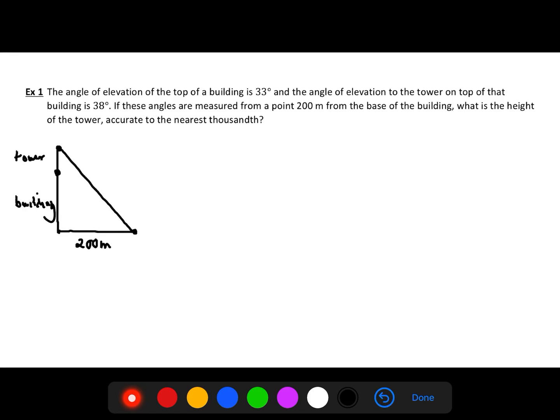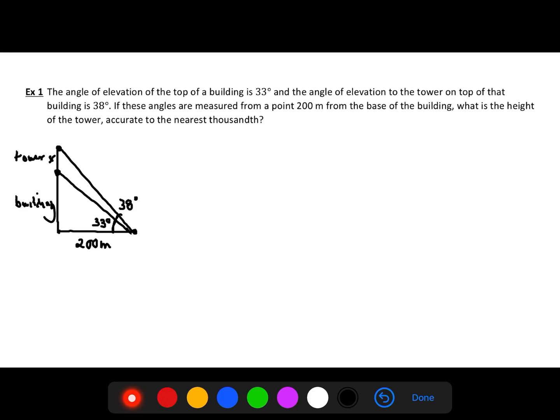Now, we actually have two different triangles here. We have one to the tower and one to the top of the building. So the angle to the top of the building is 33 degrees, and this whole thing to the top of the tower is 38 degrees.